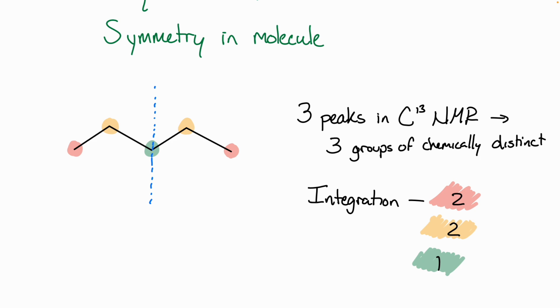All right, so we have these 3 chemically distinct groups. There are 2 carbons in the red group, so we have an integration of 2. 2 carbons in the orange group, so we'd have an integration of 2, but only 1 in that green group, so we'd have an integration of 1, right? So we'd expect 2 big peaks and 1 peak about half the height of the other 2.